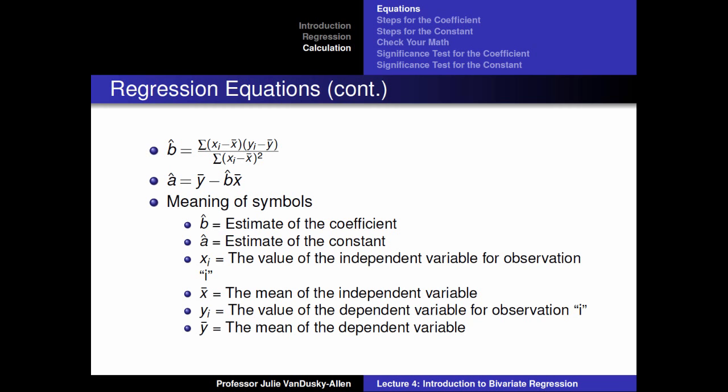Now on to calculating b hat and a hat. These are the equations for calculating the coefficient b hat and the constant a hat. In the next few slides, I will walk you through the steps of calculating the estimated coefficient b hat. However, I will briefly go through the equation here. In the numerator here, you are determining if, for each observation, the independent variable xi is deviating from the mean of the independent variable x bar in a similar or different direction and magnitude as the dependent variable yi is deviating from the mean of the dependent variable y bar.